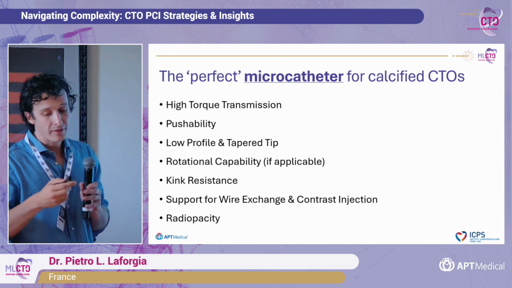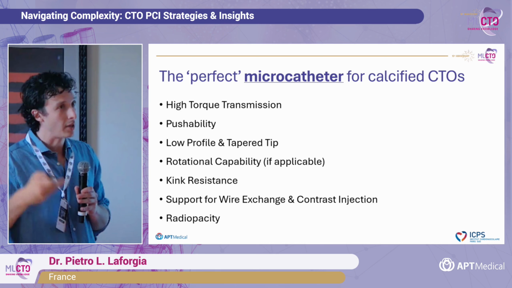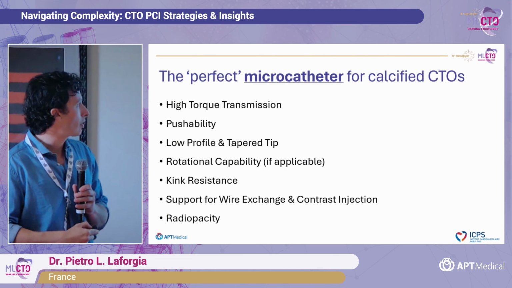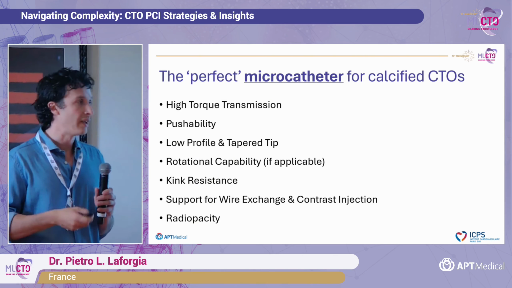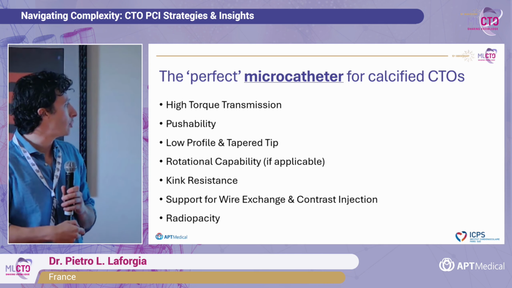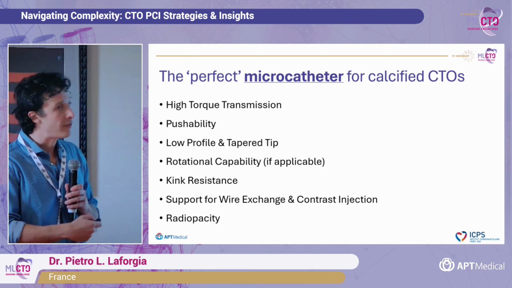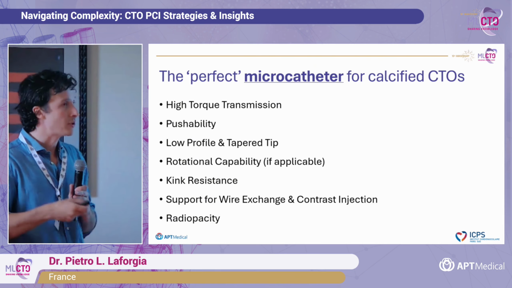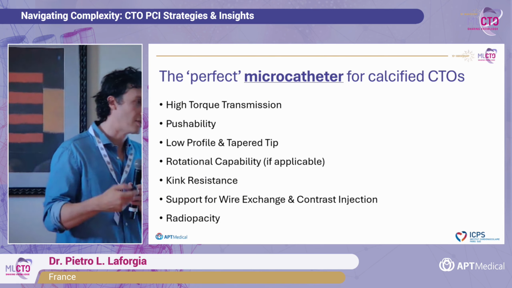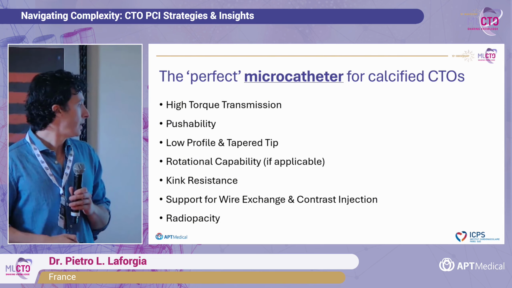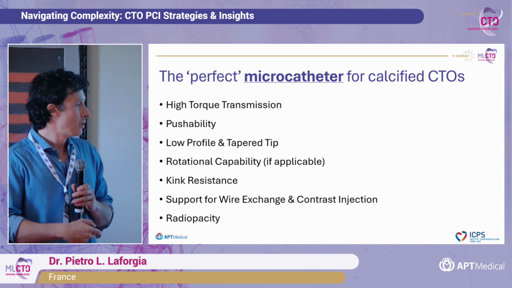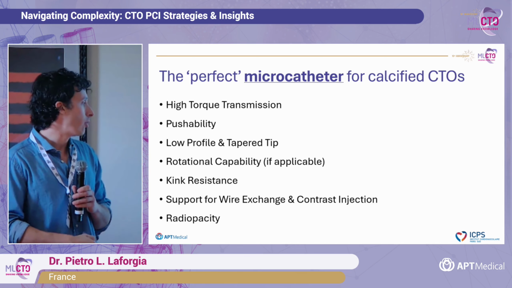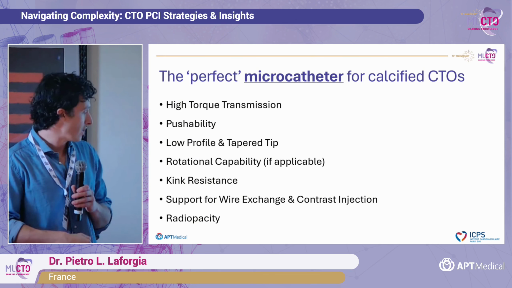The perfect microcatheter, unfortunately, doesn't exist, but we need to think about the closest to perfect, and it has to have good torque transmission. We need to be able to rotate the microcatheter and advance it in microchannels. It has to be pushable, but at the same time have a low profile. We cannot always have the two characteristics at the same time. Sometimes we need taper tips, which can help us start modifying the plaque a little bit. We need some rotation capability because it helps in advancing, especially in very calcified and tortuous long CTOs. Of course, kink resistance, support for wire exchange, and some radiopacity.